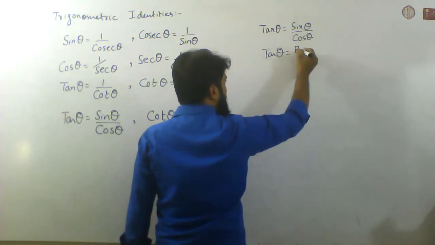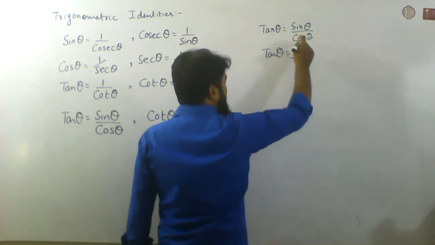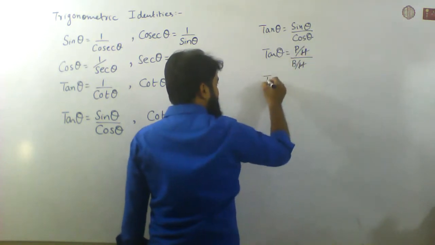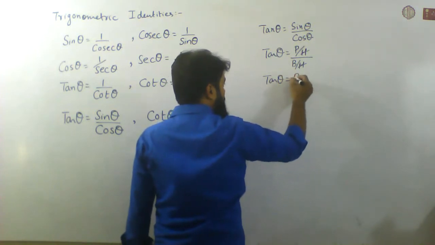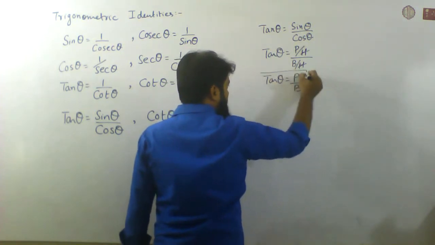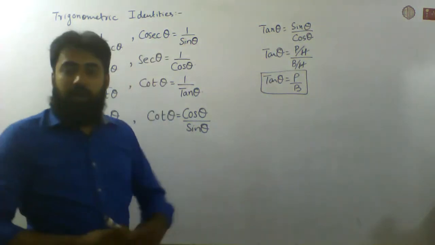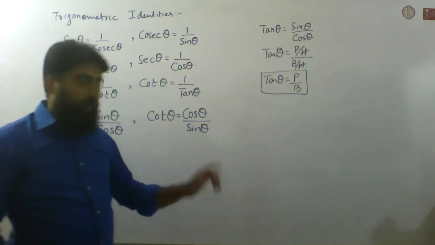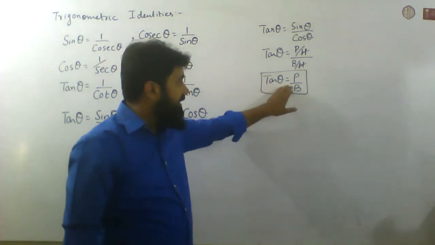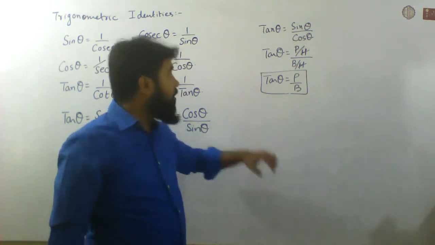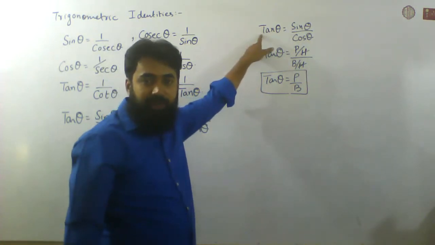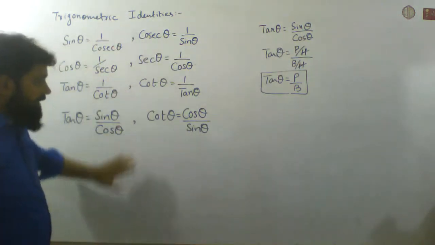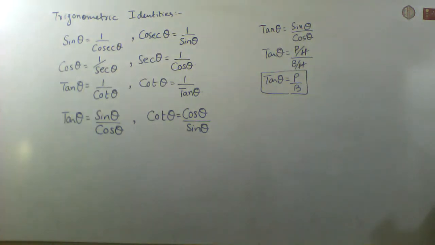Sin theta is perpendicular upon hypotenuse, and cos theta is base upon hypotenuse. Hypotenuse and hypotenuse will cancel. So tangent theta equals perpendicular upon base, which is the ratio of sides of a right angle triangle. So tangent theta is perpendicular upon base, that we know, and from here I have derived that tangent theta equals sin theta upon cos theta. In the same way, all this working can be done for the others.